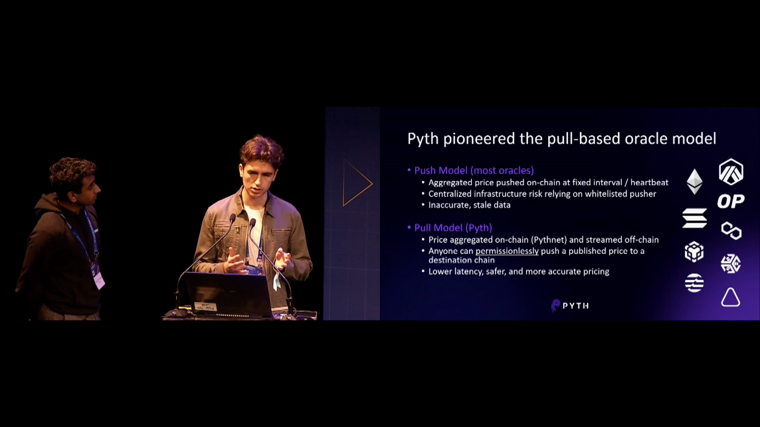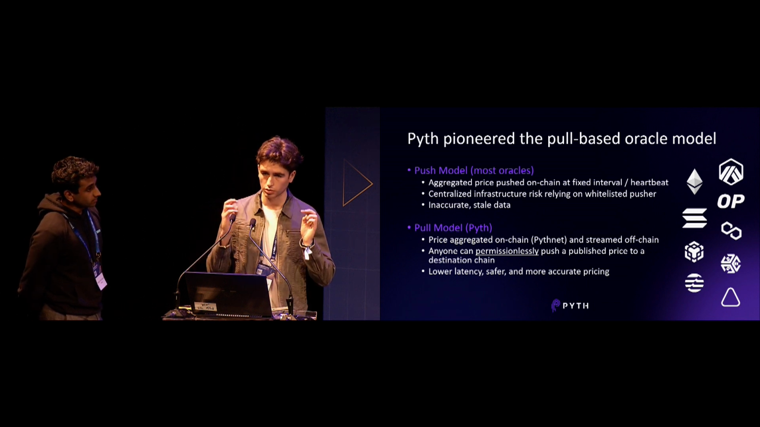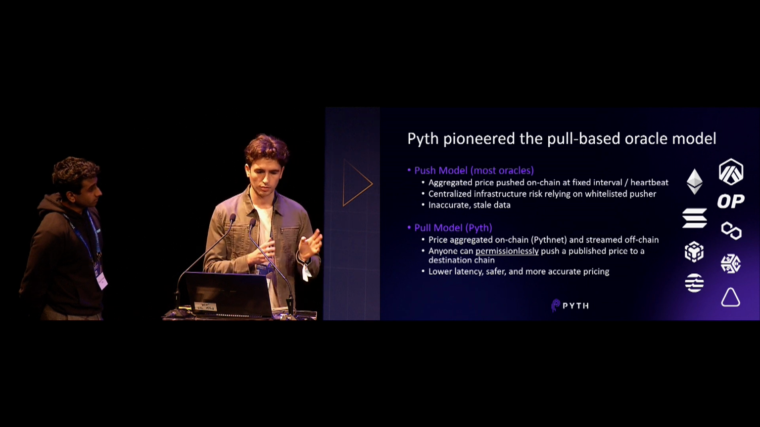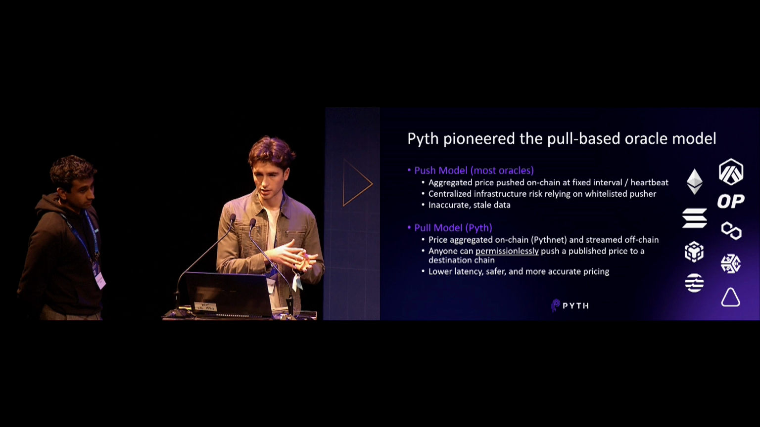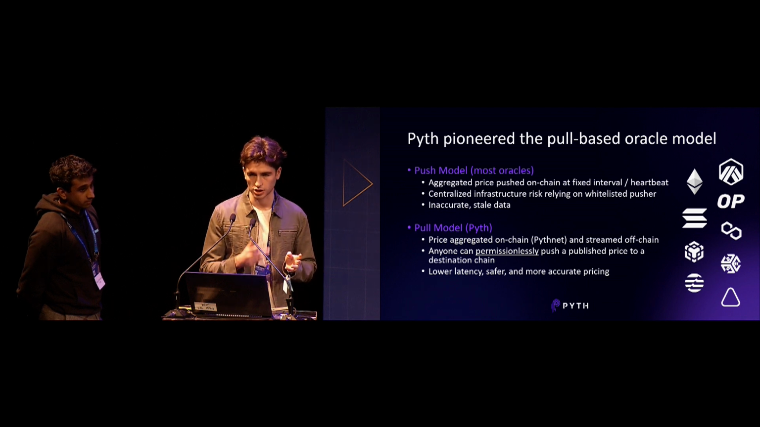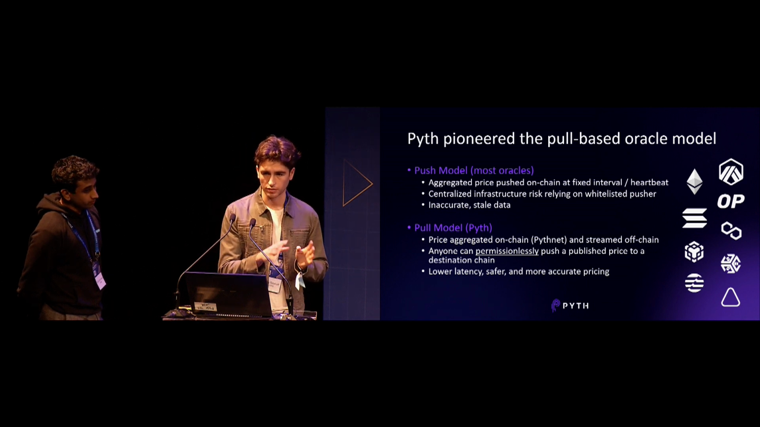Conversely, Pyth is effectively a pull-based model where Pyth operates on effectively its own blockchain called PythNet. It then streams the price aggregations on-chain. That then gets sent through Wormhole effectively.